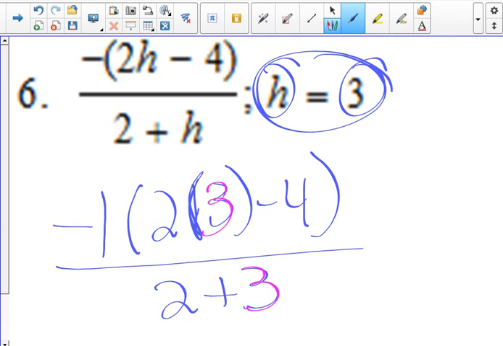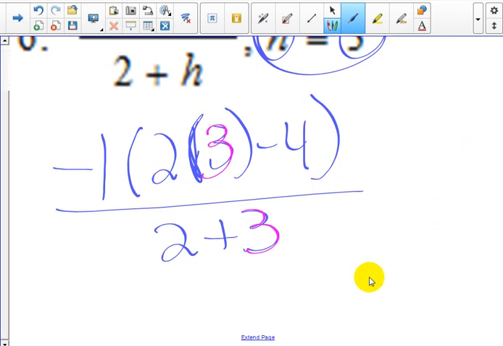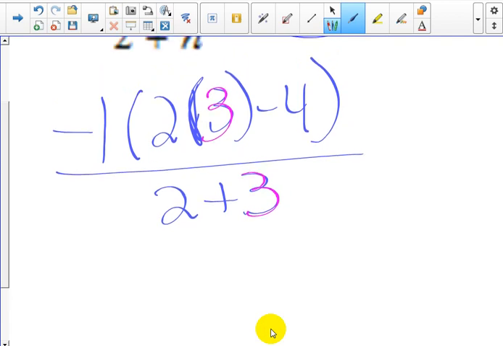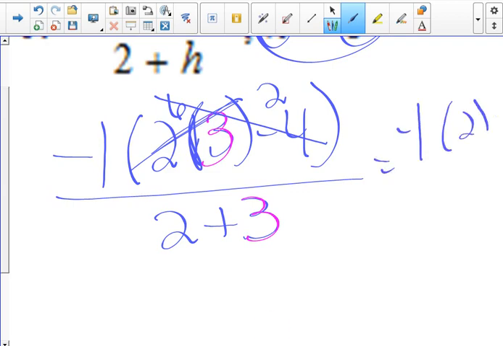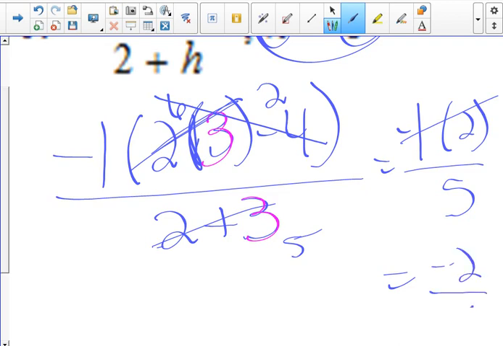Okay, so our next step is just to simplify. So we've got multiplication first, right? 2 times 3 is 6. And now inside the parentheses, 6 minus 4 is 2. So now up here we have negative 1 times 2 over 2 plus 3, which is 5. And this simplifies. Negative 1 times 2 is negative 2 over 5. And that is your answer, negative 2/5.